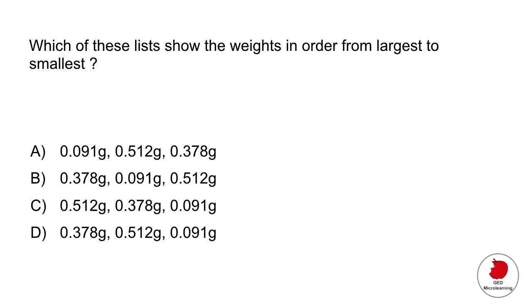Okay, question 8. Which of these lists show the weights in order from largest to smallest? Sometimes you get numbers that are put in decimal format, and you have to find out which one is largest and which one is smallest.